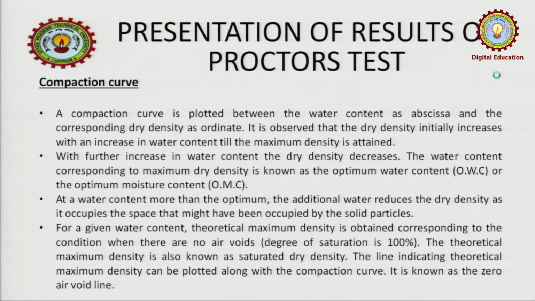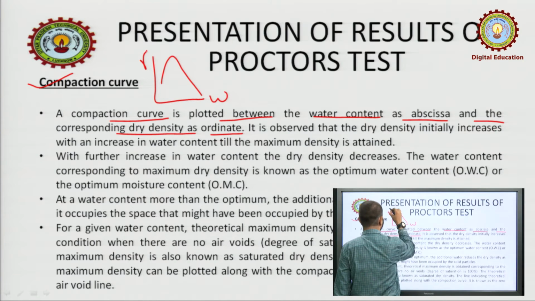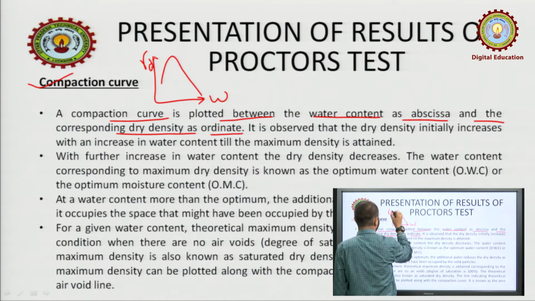Presentation of results of Proctor test. Okay, how is generally the result of Proctor test represented? That is done by compaction curve, the curve which I just showed you, something like this. A compaction curve is plotted between the water content as abscissa and the corresponding dry density as ordinate. Means here it will be water content, here it will be dry density. Remember, water content and dry density.